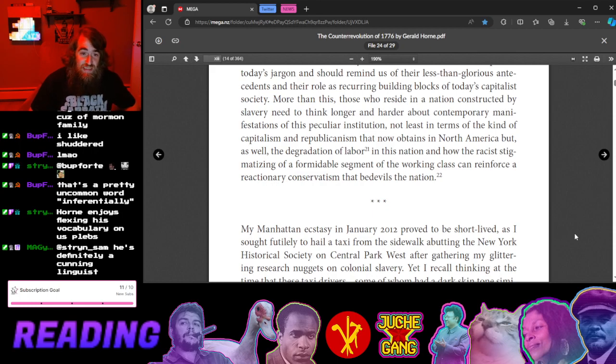not least in terms of the kind of capitalism and republicanism that now obtains in North America, but as well the degradation of labor in this nation, and how the racist stigmatizing of a formidable segment of the working class can reinforce a reactionary conservatism that bedevils the nation.